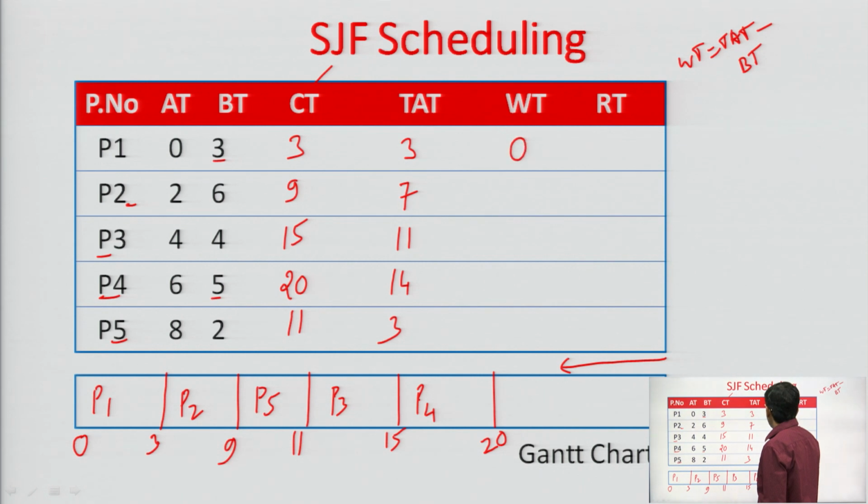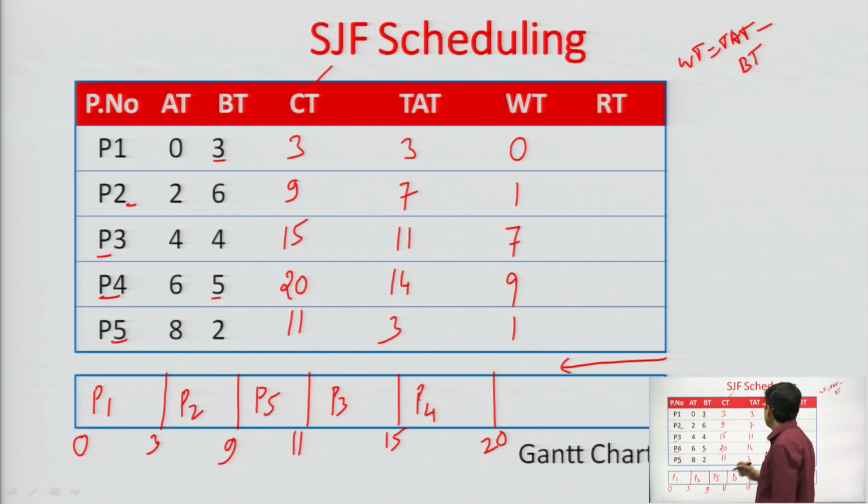In this case, the turnaround time for the P1 process is 3 and the burst time is 3, so its waiting time is 0. For the P2 process, it is 7 minus 6, 1. For the P3 process, it is 11 minus 4, 7. And for the P4 process, it is 14 minus 5, that is 9. And for the P5 process, it is 3 minus 2, 1. So, this is the waiting time.